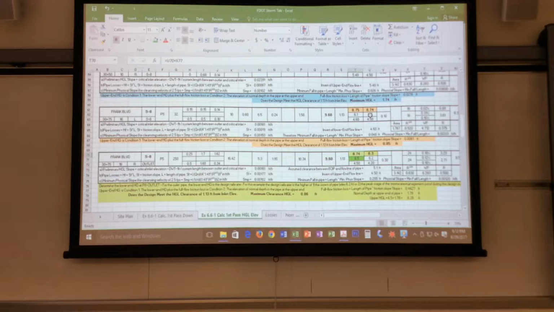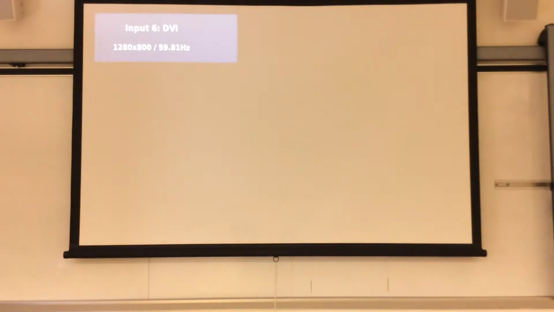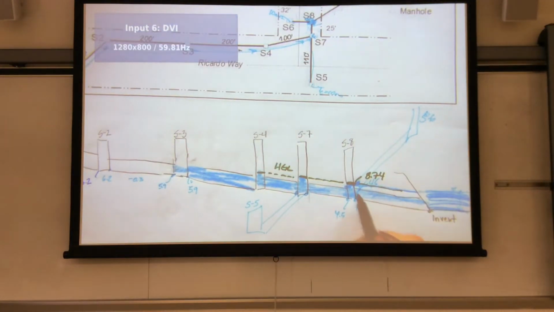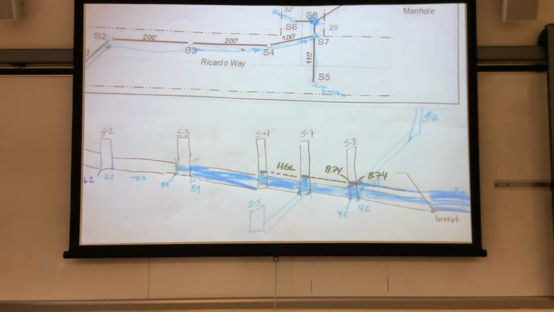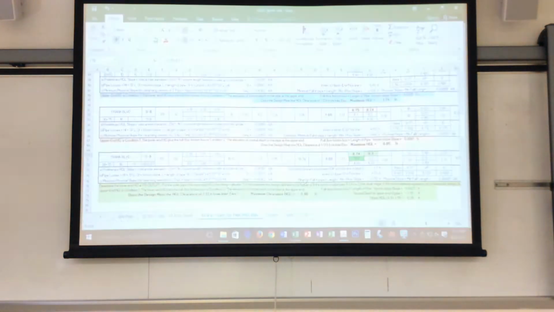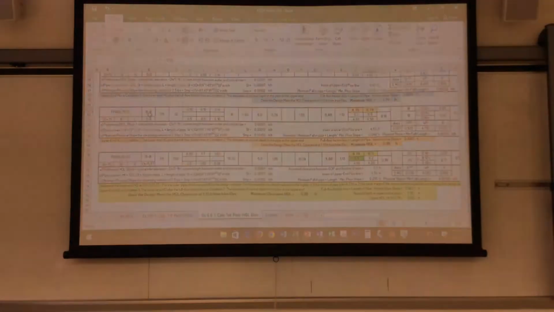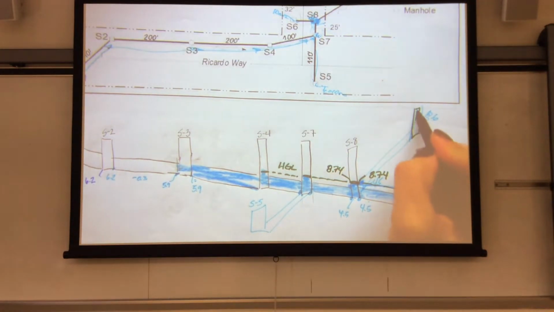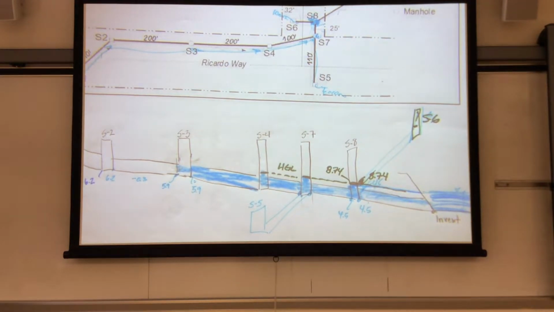Next, remember what I said, the downstream becomes the next upstream end. So if this hydraulic grade line is at 8.74, then the start at the other end is going to be 8.74. All right? Also, the 8.74 is going to go for the S6. It's going to be the point for that pipe at the downstream end.